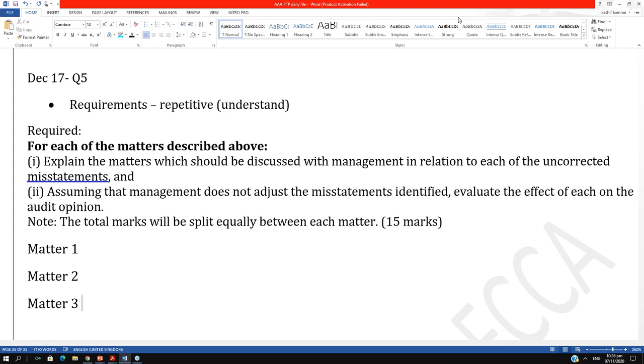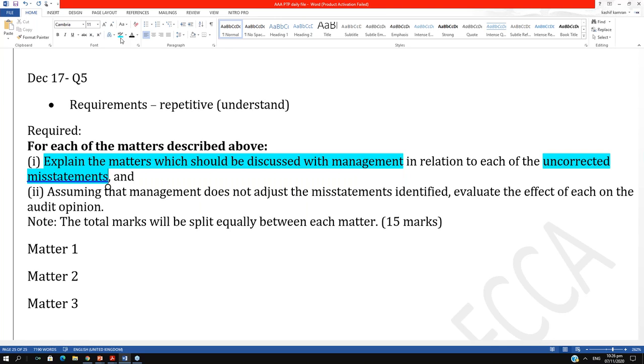Explain the matters which should be discussed with management. So what you should do is explain the matters which should be discussed with management in relation to each of the uncorrected misstatements. So is the examiner telling you what the matters above are? Do you believe the matters above relate to uncorrected misstatements? Agree, disagree?